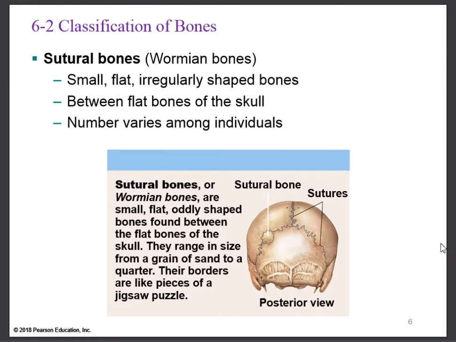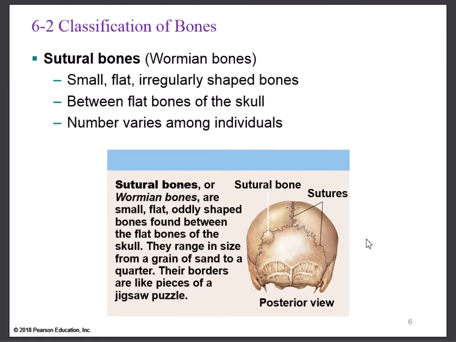If you take a look at this skull picture right here, this is a posterior view of the cranium. This is the sagittal suture. This is the lambdoid suture. These appear normal, but if you look on this left side, there's a bony island in the middle of the suture. That is the sutural bone.